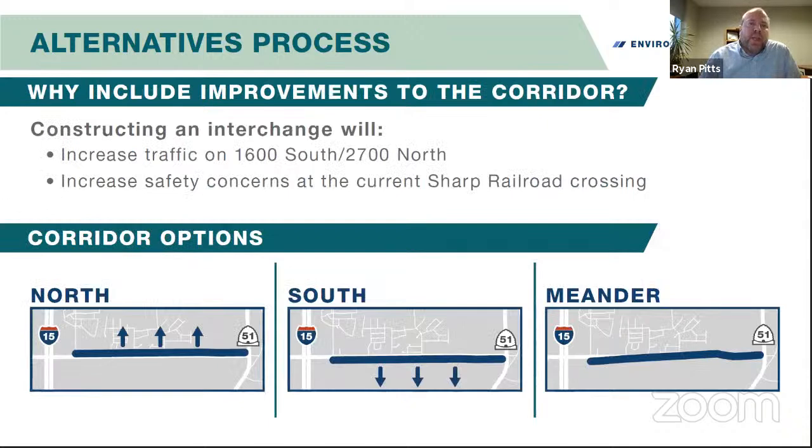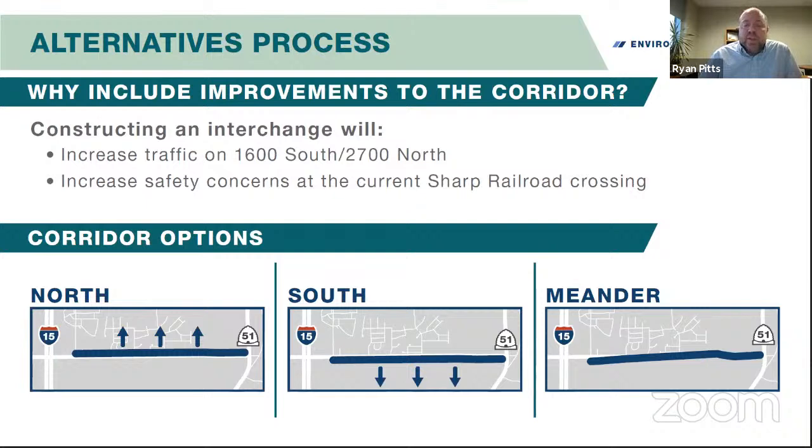Of course, building a new interchange at this location on I-15 would increase future traffic along the east-west corridor and would cause congestion and safety concerns. So we also looked at improvements along the corridor.